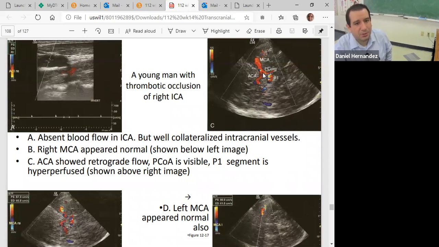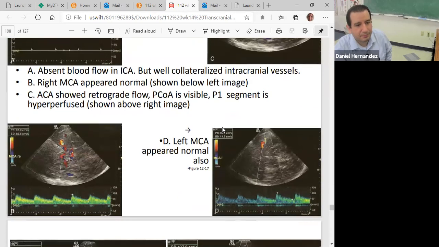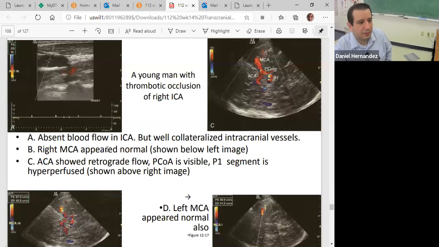We're able to visualize the posterior communicating artery. It demonstrates some aliasing with some turbulent flow, and we see increased flow velocities in the P1 segment. So we have increased flow velocities in the posterior cerebral artery and flow through the posterior communicating artery into the middle cerebral artery. So this patient is compensating through flow through the posterior circulation as well as stealing from the anterior cerebral artery.